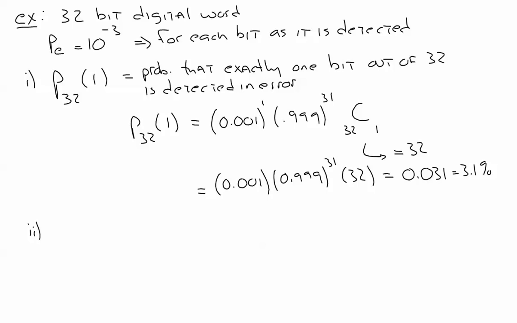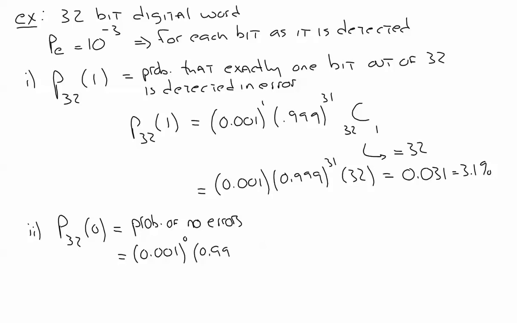Let's do another one. What is the probability that out of 32 bits I have exactly 0 errors? This is the probability of no errors. Okay? Well, that's just 0.001 raised to the 0 power, times 0.999 raised to the 32nd power, and the combination of 32 things taken 0 at a time.